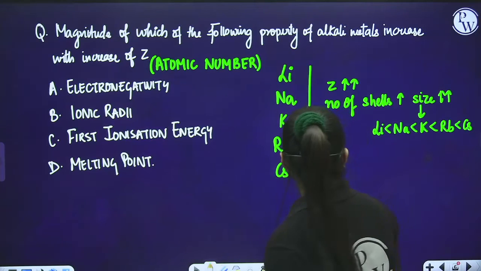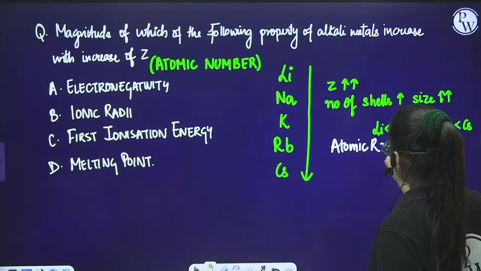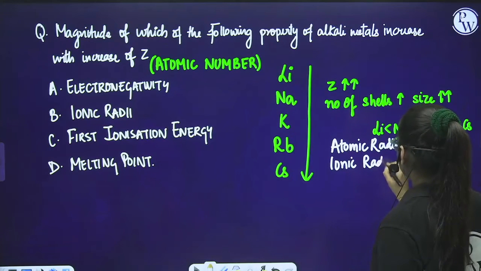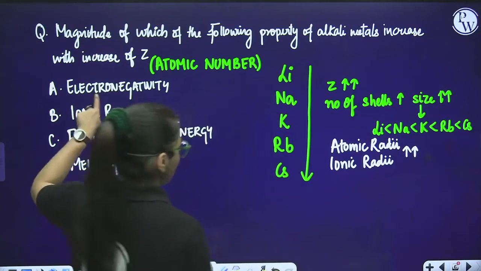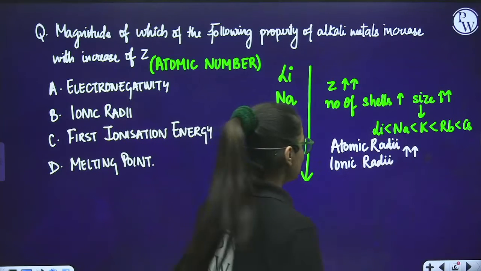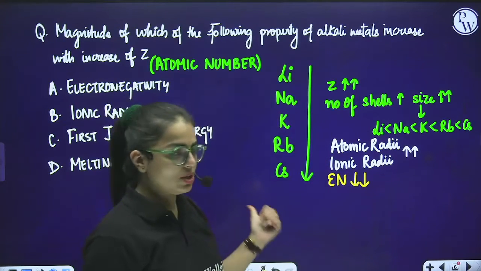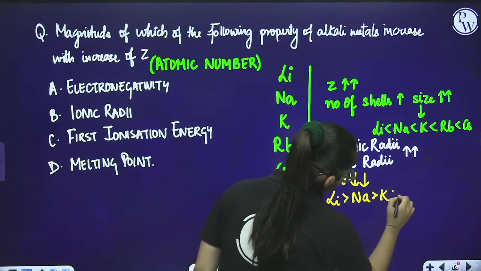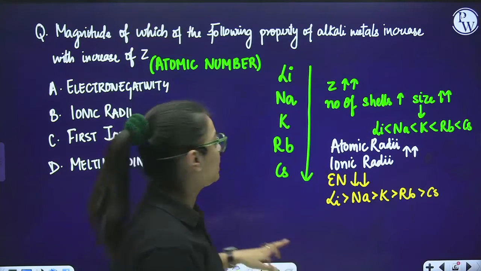This is the order of size, and this is the same for atomic radii as well as for ionic radii. Atomic and ionic radii are going to increase, right? So the very first property they are discussing is electronegativity. If size is increasing, obviously, what is going to happen to electronegativity? It will decrease. I've already told you in the previous question. Lithium will have the highest, then sodium, then potassium, then rubidium, then cesium, right? So electronegativity will decrease.